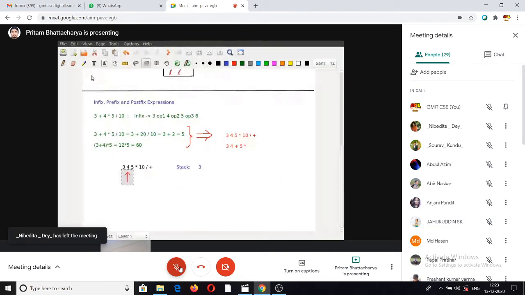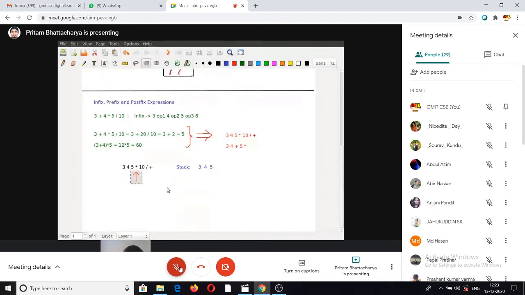So once again, it's an operand. You push this into the stack, move ahead, move the scan to the next symbol. Once again an operand, you push it in and you move the arrow. Now you have finally come to an operator.